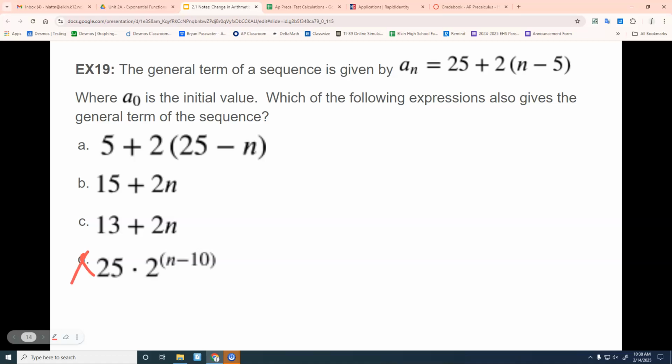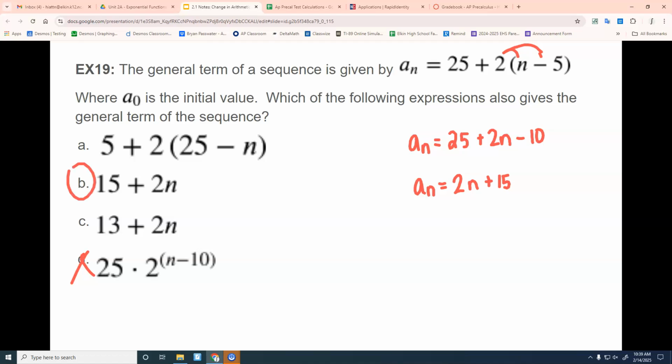Why is D a bad choice? It's raised to a power. It's exponential. This one is not raised to a power. This is an arithmetic sequence right here, although it doesn't tell us, it's just sort of like a linear function. What do you guys think we could do? Let's distribute that too, because it works just like equations of lines. So a sub n equals 25 plus 2n minus 10. And that's going to be a sub n equals 2n plus 15 if we combine those. So it's going to be B for that.